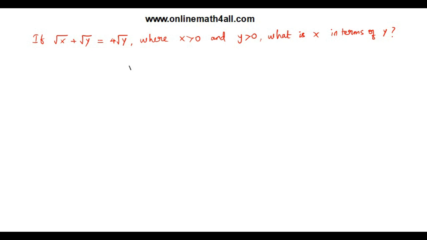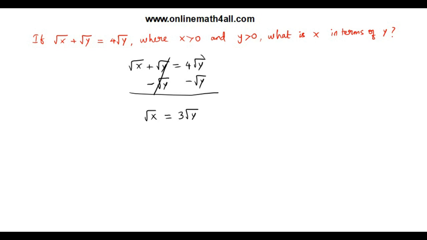Okay, let me take the given equation. Square root of x positive square root of y is equal to 4 times square root of y. So since they are asking us to solve for x, I have to isolate x. So for that, first I have to get rid of this positive square root of y. So for that, I subtract square root of y on both sides. So this positive square root of y, negative square root of y will cancel out. I just get square root of x on the left side. When I subtract negative 1 square root of y from the 4 square root of y, I will be getting 3 square root of y.